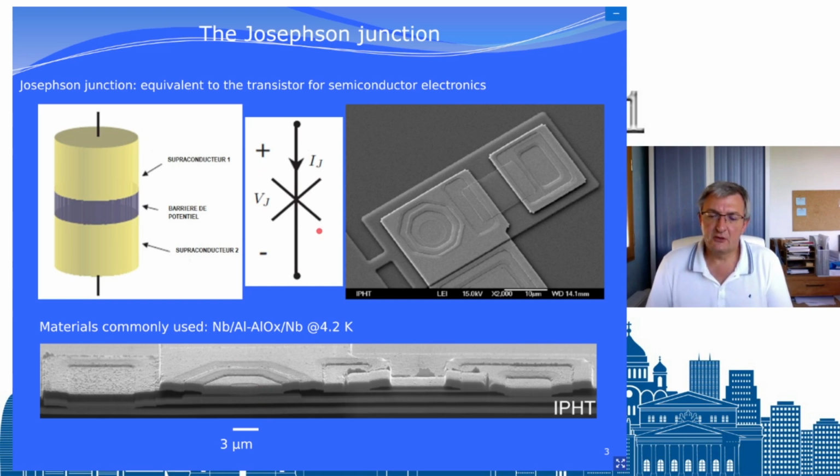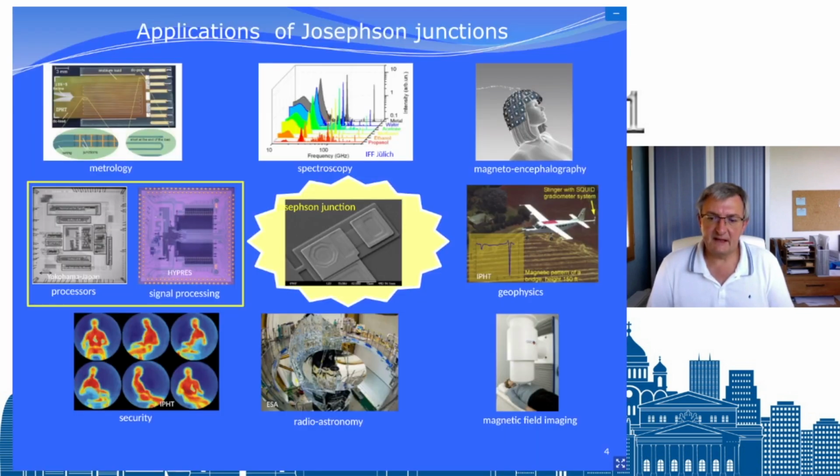I mentioned here the symbol for this Josephson junction. It's not the official symbol, but now there are two dots here. But basically, when you see a cross, it's a Josephson junction. That's the symbol that we use for this. So the next slide is applications of the Josephson junction. I'll just show you here an overview of some applications.